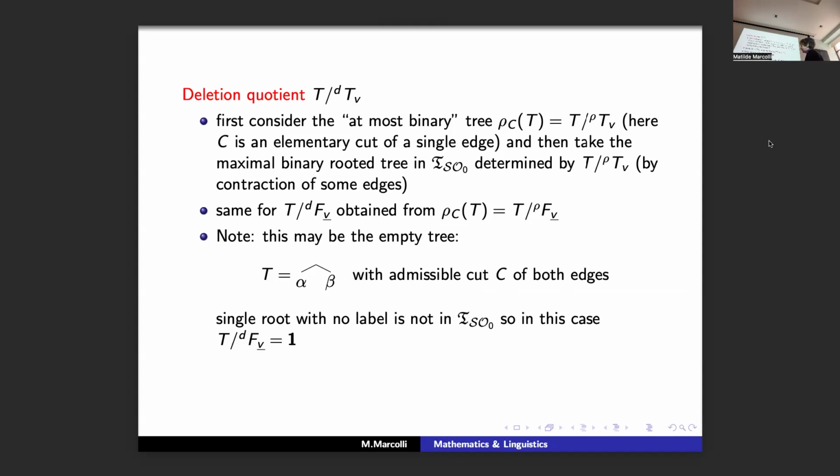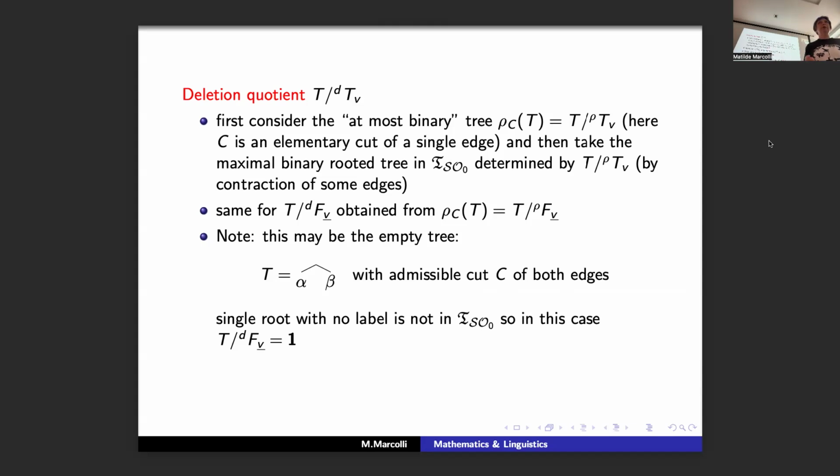Like, for example, if I start with a tree like this and I make an admissible cut that cuts both of these edges, it is an admissible cut, but then I'll be left on the right side with just the root vertex by itself.